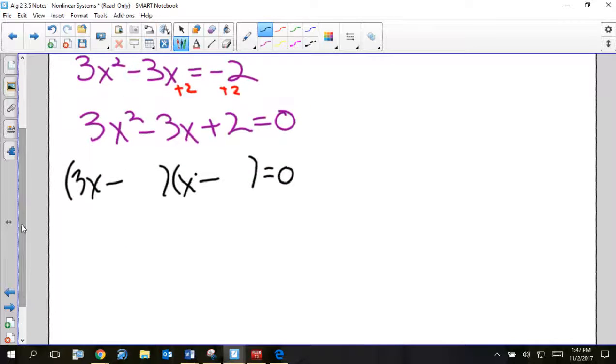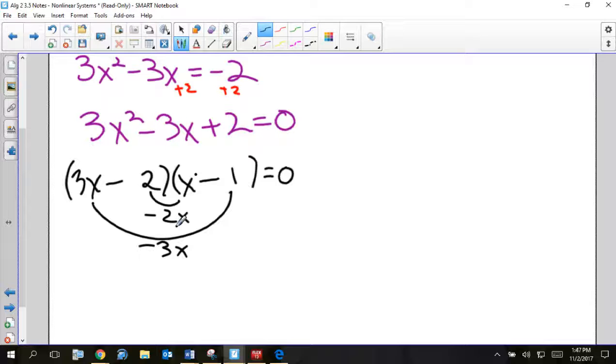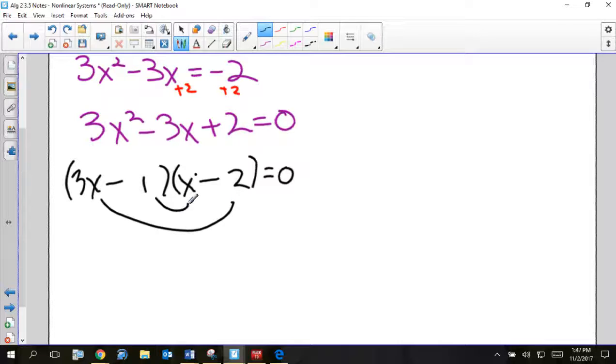So guess and check. I'm going to say 2 here, 1 here. Okay? Multiply back together, and I get a minus 3x, and I get a minus 2x. Does that add together to give me a minus 3x? Nope. Okay, I got it wrong. Good thing I can erase. I'm not using a pen. So I'm going to try the 2 and the 1 here instead. So minus 6x and minus 1x. Does that equal negative 3x? What did I do wrong? Why can't I factor it? Oh, because not everything factors.